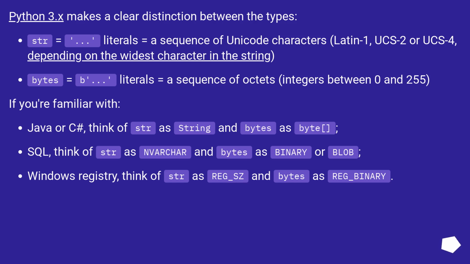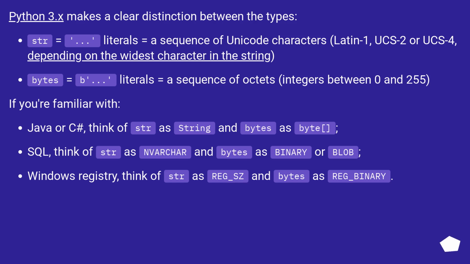Python 3.x makes a clear distinction between the types. str, that is '...' literals, equals a sequence of Unicode characters, Latin-1, UCS-2 or UCS-4, depending on the widest character in the string. bytes, that is b'...' literals, equals a sequence of octets, integers between 0 and 255.